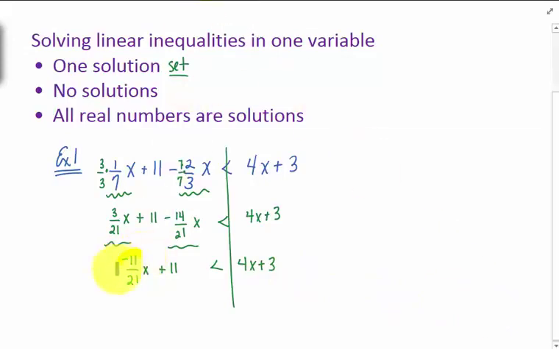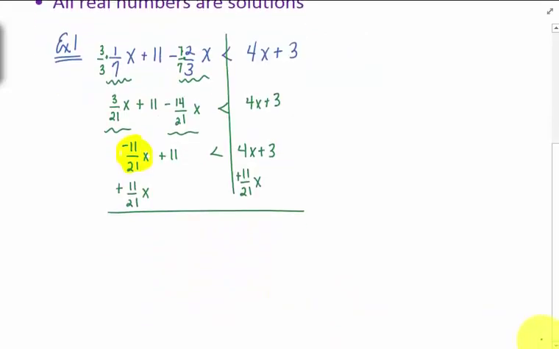I like to go straight to the smaller number of x's, and we want to take those away from that side. Remember, when you take something away, you're either adding or subtracting. So if we subtract negative 11/21 x, we're going to be adding 11/21 x, and we need to do that to both sides. When you do that, you get 11 on this side is less than, and on the right hand side, if you combine those, you get 95/21 x plus 3, which is kind of an ugly fraction, but don't let that bother you. You know how to deal with that.